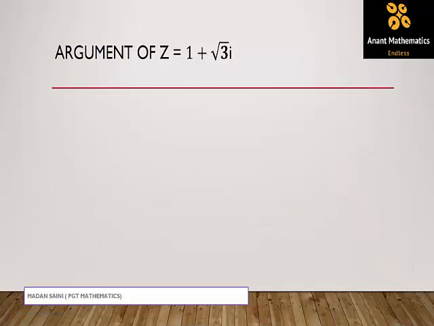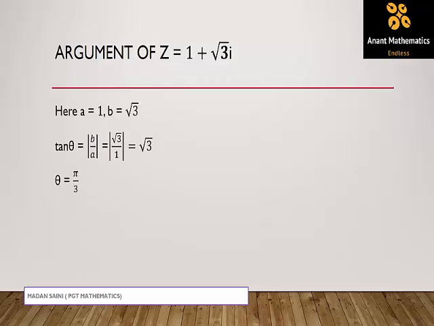In this question we have to find out the argument of z, 1 plus root 3 iota. Here the value of a is 1 and b is root 3. We know tan theta is equal to modulus value of b by a. Substituting value of b and a, that is root 3. We already know tan pi by 3 is equal to root 3, therefore theta is pi by 3.